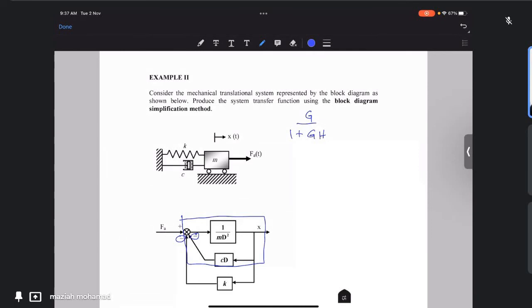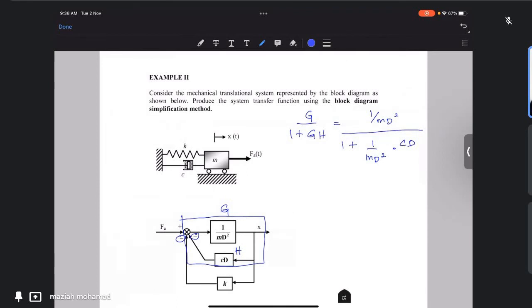All right. So we're going to solve for the first two parallel blocks. We use G over 1 plus GH, so this will become G and this one will become H. Therefore, we put into the equation 1 over md square divided by 1 plus 1 over md square multiplied with CD.